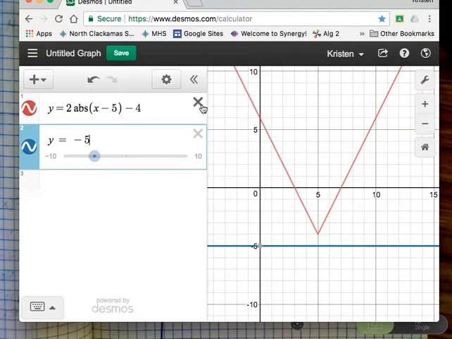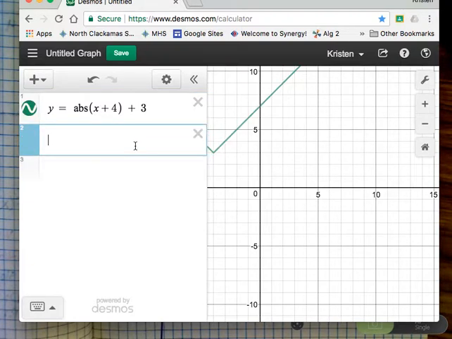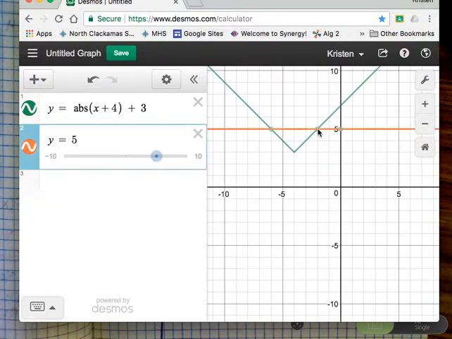So on to the second example, which is also in your notes, I hope. That was y equals the absolute value of x plus 4, plus 3 at the end. Whoops, plus 3. And our second equation would be y equals 5. Again, I'm just using the two equations.